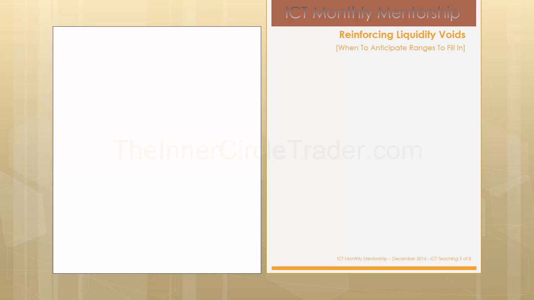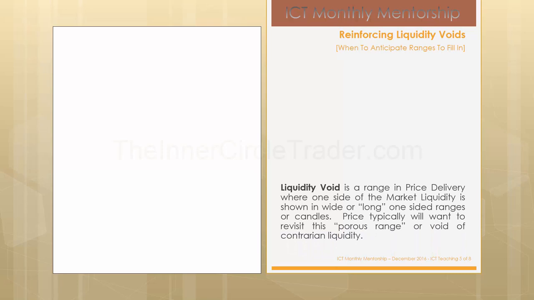We're going to deal specifically with the reinforcing of liquidity voids and when to anticipate ranges to fill in. A liquidity void is a range in price delivery where one side of the market liquidity is shown in wide or long one-sided ranges or candles. Price typically will want to revisit this porous range, or void of contrarian liquidity.